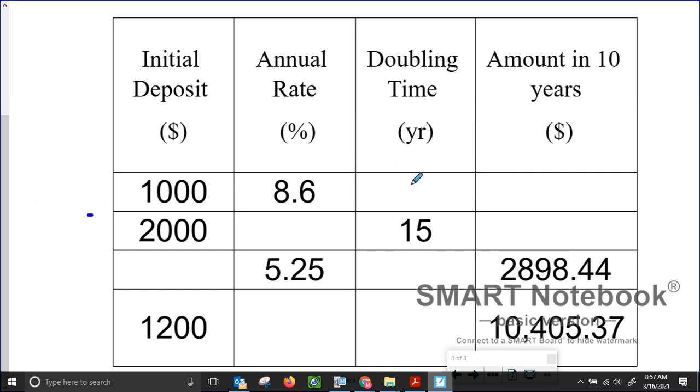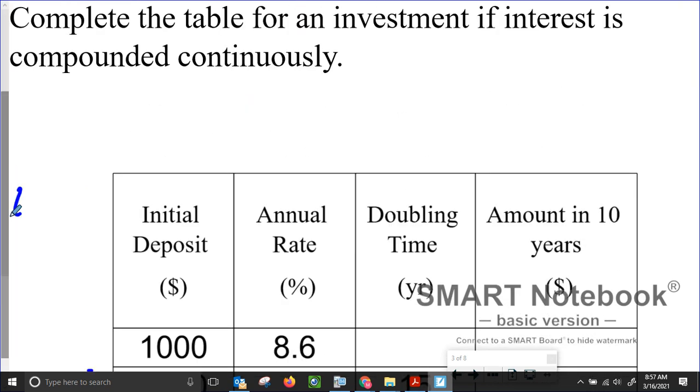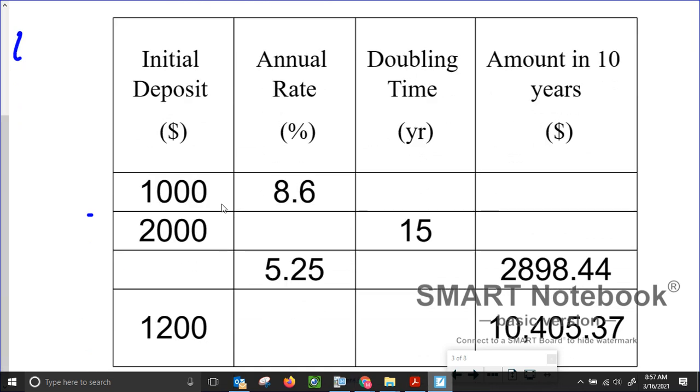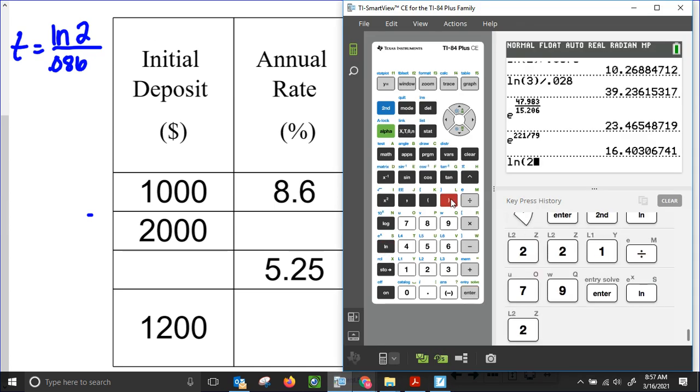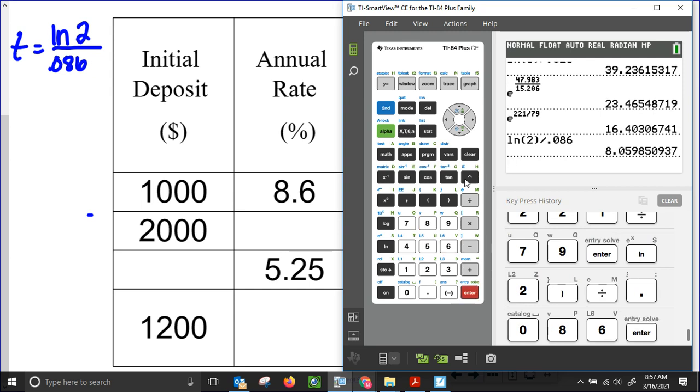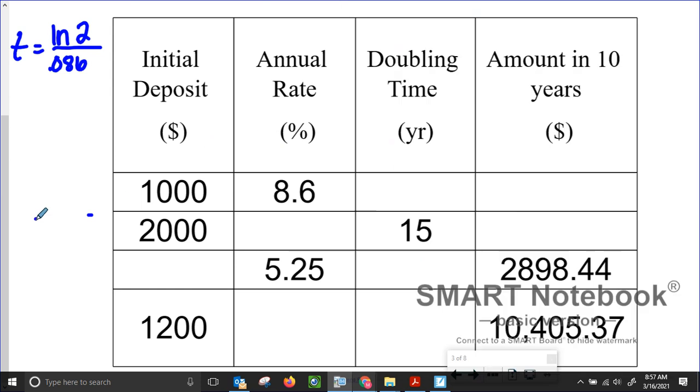So here, doubling time is going to be pretty easy, right? We know that doubling time is equal to ln of 2 divided by the rate, which in this case is 0.086. All right, so we use that on our calculator, and you get 8.060 when rounded.